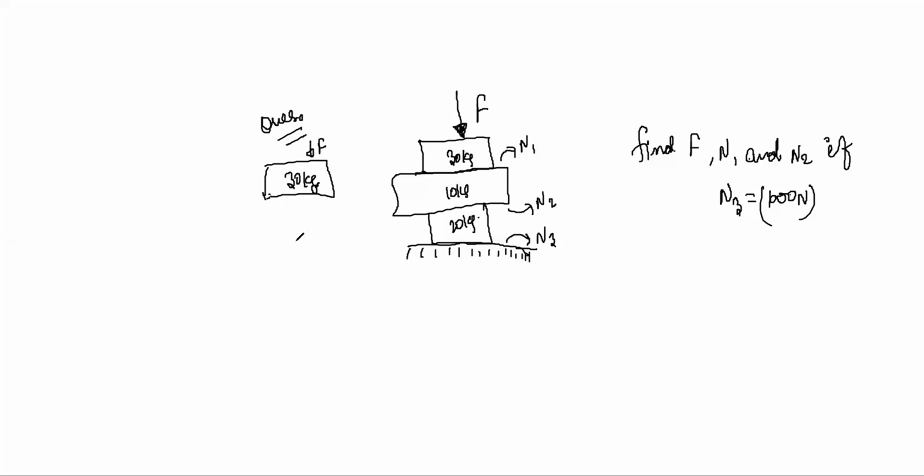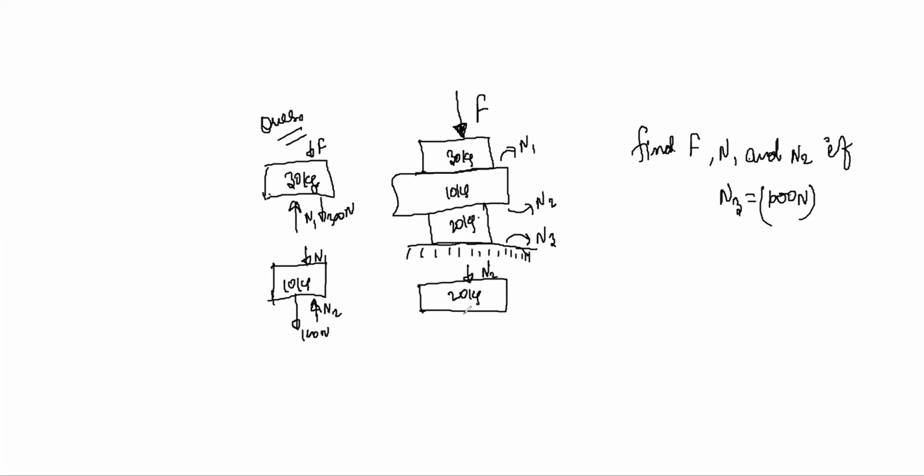This is the force F. This is the normal reaction N1, and this is 300 Newton. And now the free body diagram of 10 kg. N1, 100 Newton. This is N2. This is 20 kg. This is the N2. This is 200 Newton. And this is N3. Is this okay?